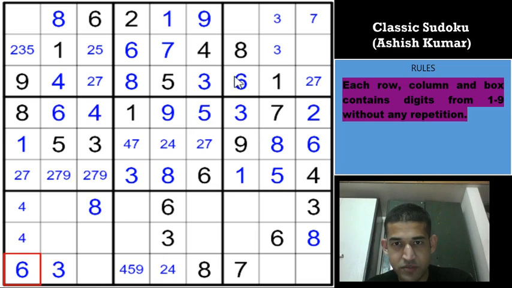Okay, let's look at column 7. It looks restricted. 1, 3, 7, 9, 6 and 8. Remaining are 2, 4, 5. 2 can't be here. So this is 4, 5. And these 2 cells must be 2, 4 and 5.